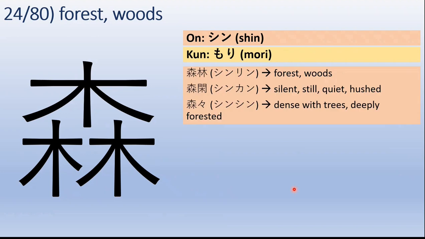You will find a lot of places in Japan whose name ends in mori. So that means it's part of the forest area. So the first one is shinrin, which is forest or woods. Then we have shinkan, silent, still, quiet or hushed. Then we have shinsin, which is dense with trees or deeply forested. So these are some of the usages of this kanji.